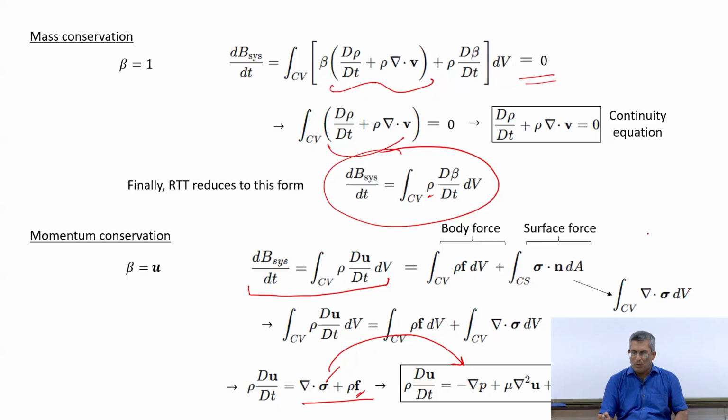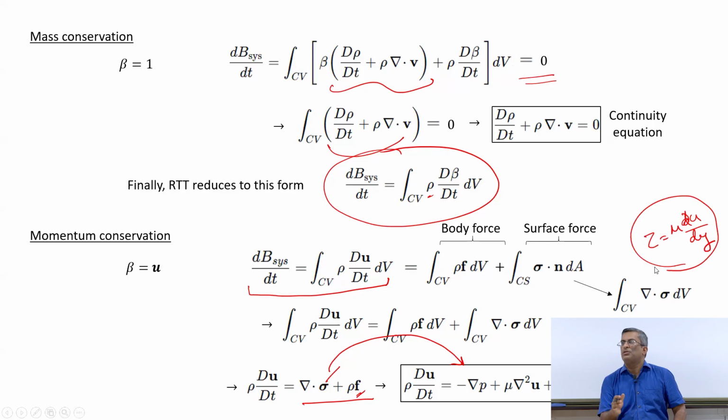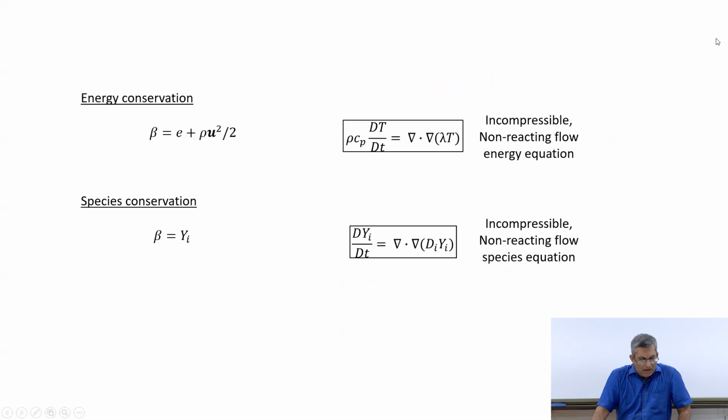For example, here the stresses are of two types, normal stress and shear stress, and you know that shear stress is equal to mu times the gradient of velocity for a simple shear flow. This is an example of a constitutive relation. This is what you have used to derive your Navier-Stokes equation. In a similar way we can derive the energy conservation equation and the species conservation equation.